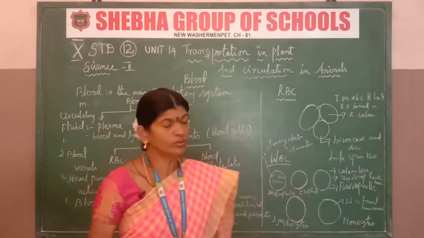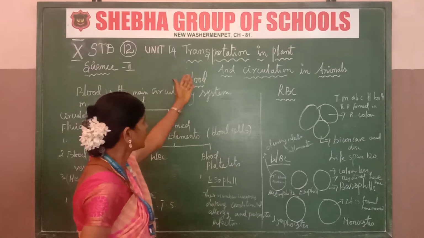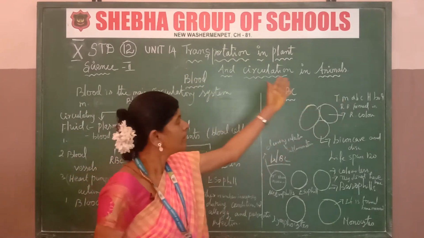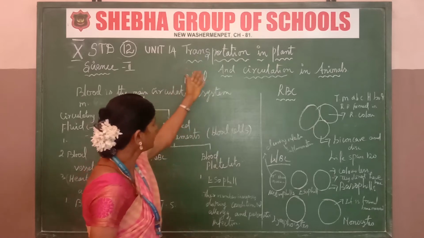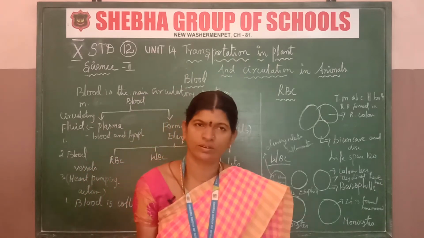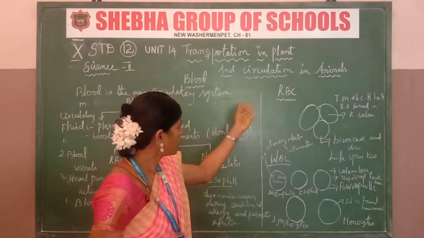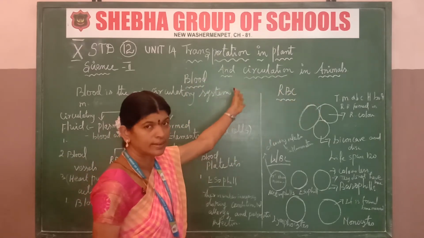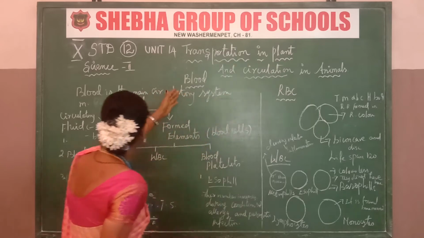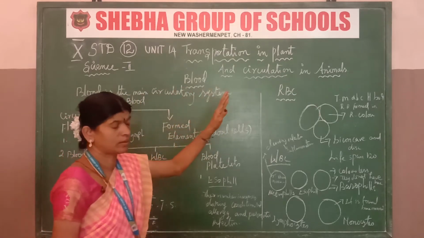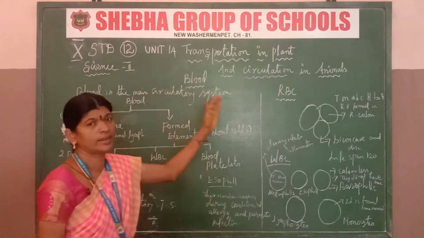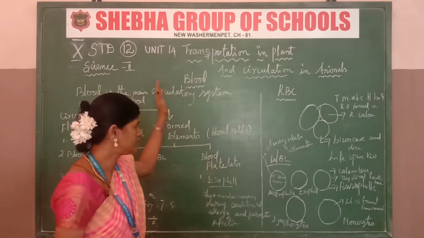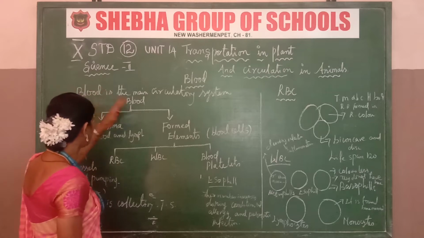Now we are going to Unit 14, Transportation in Plant and Circulation in Animals. Last class we studied transportation and translocation in plants. So now we are going to blood and the circulation in animals. Blood is the main circulatory system in our human body.